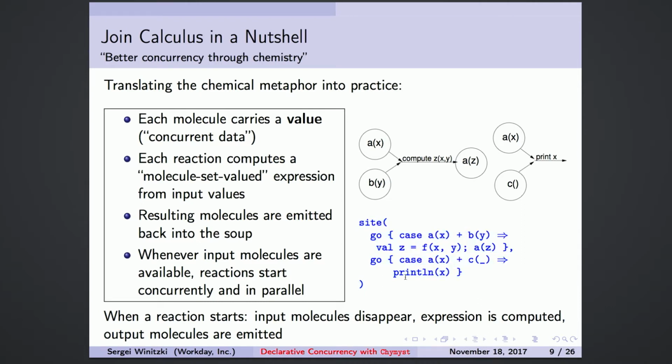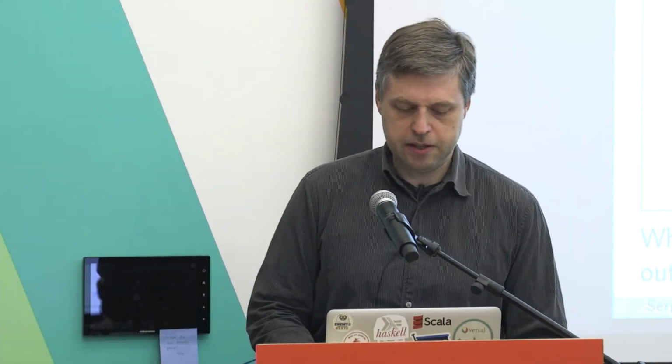The site is a function call that declares the reaction site where the molecules and reactions are stored. Then we say A plus B goes to basically A, and Z is computed as some function of X and Y. So X and Y are input values, and Z is output value. And we could have a side effect also in the reaction. That's fine. We can write arbitrary Scala code there, but we don't have to usually.